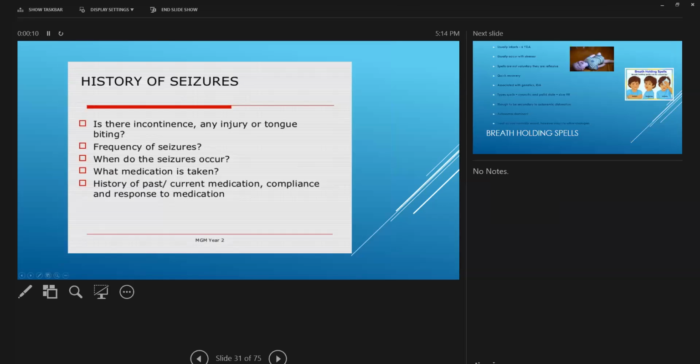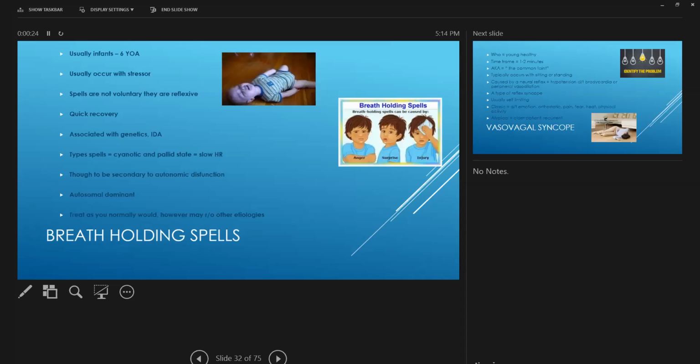Okay, so the history: was there any incontinence or tongue biting? What is the frequency of the seizures? When do they occur, like time of day? How long do they last? And then history of medication and compliance to medication. So that's kind of what you want to do with seizures. Also, the workup for seizures, we need to rule out any metabolic abnormalities, do an EKG, a CT of their head, and a urine to check for any drugs of abuse.